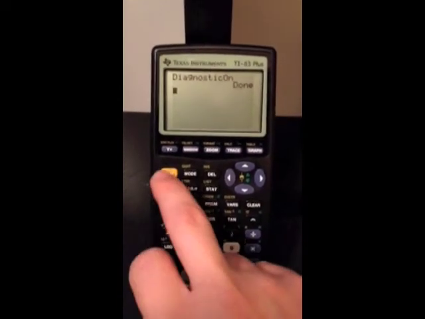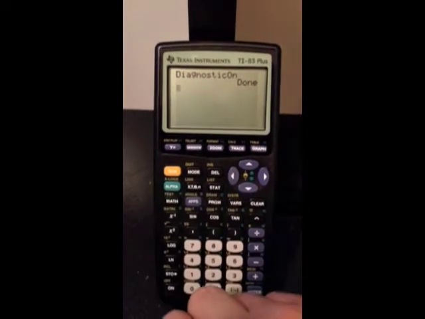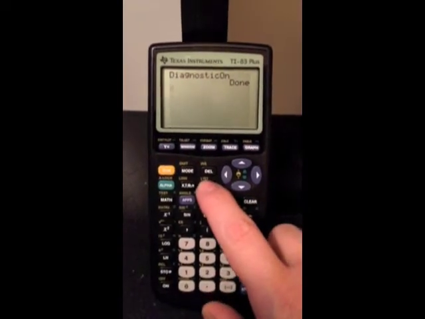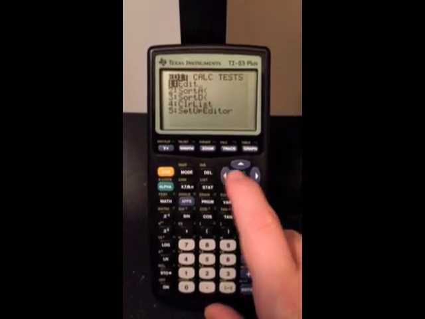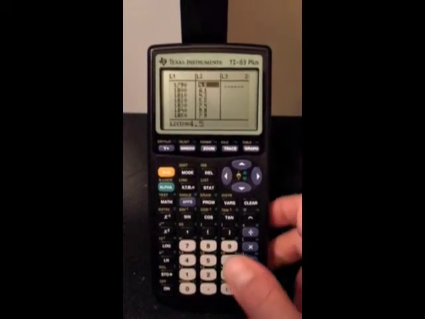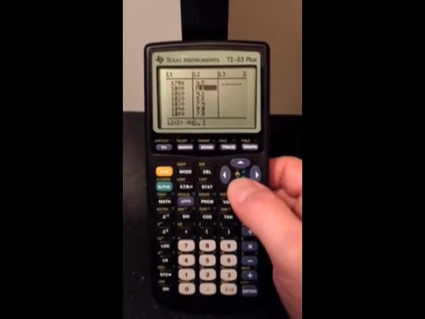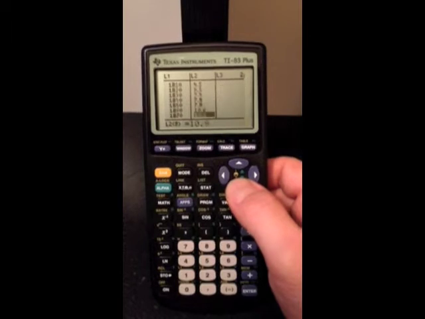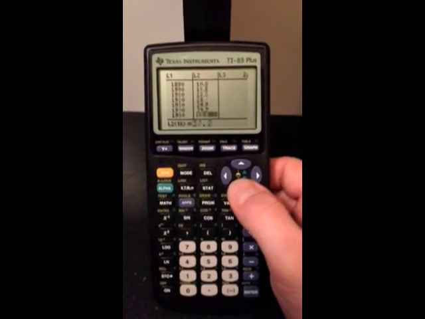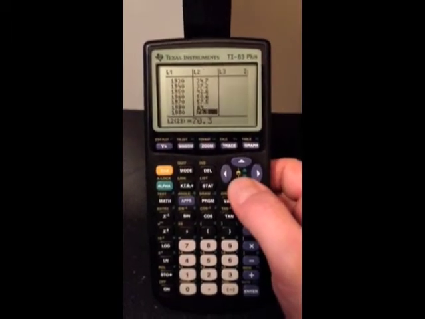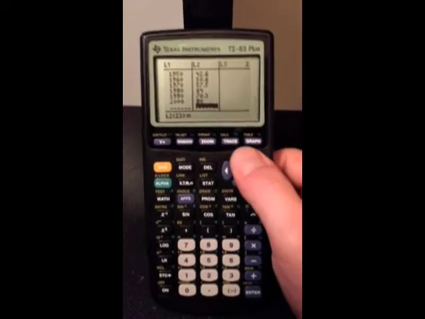What we want to do now is take a look at a table. So stats, and then edit. I've already entered all the values from the book into my table. Otherwise, it would take an awful long time on video, and you'd just be watching me put in numbers. So you guys can do that in your free time.